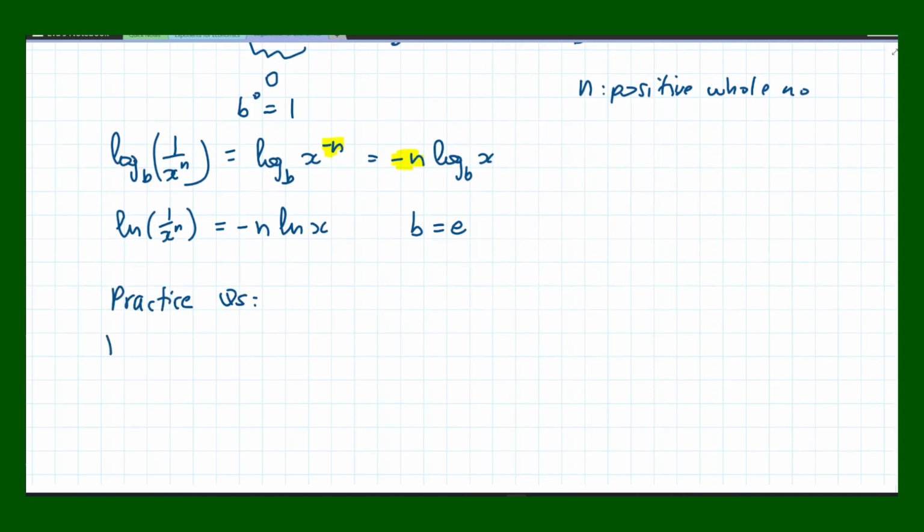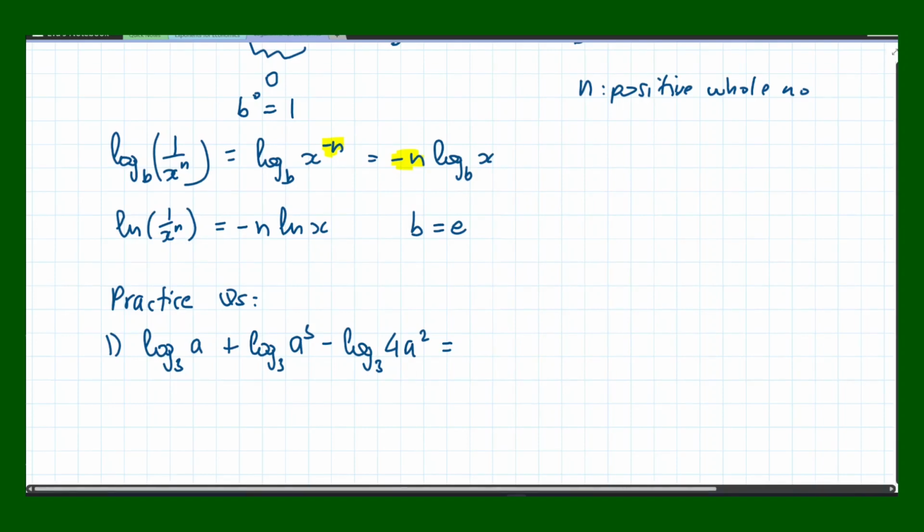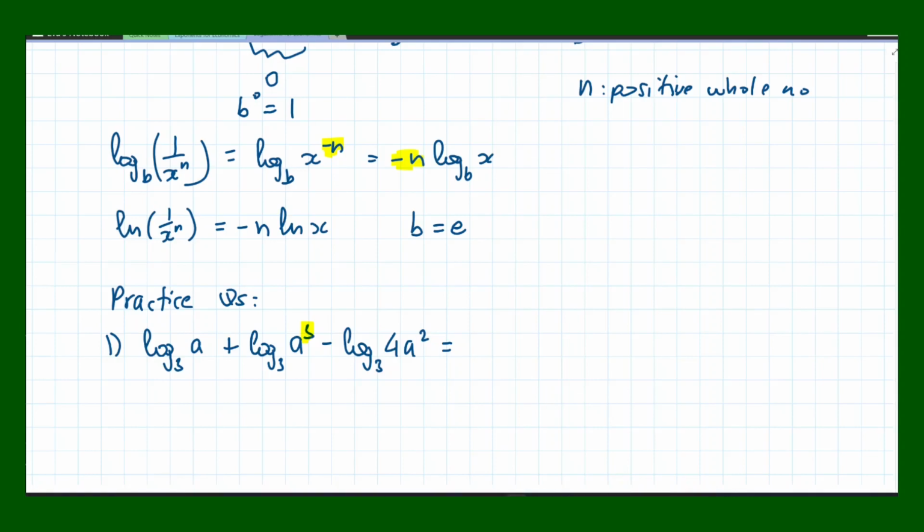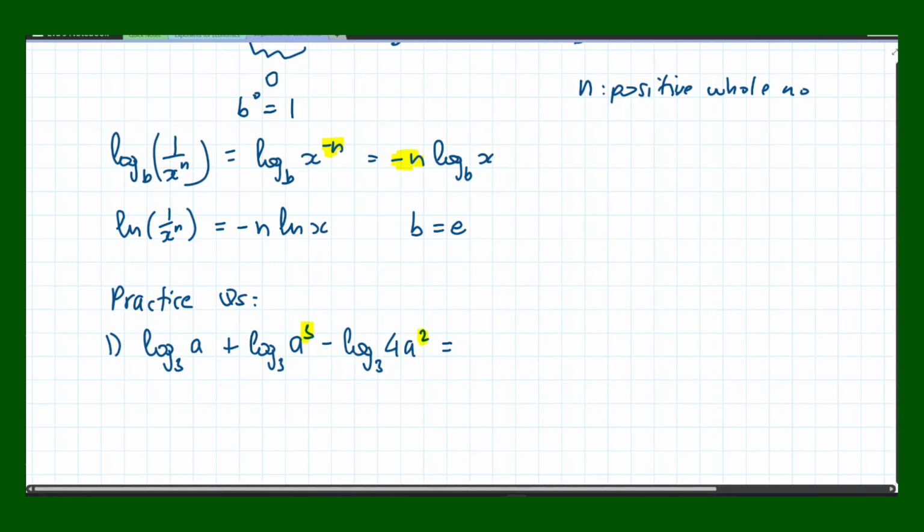Our first question will be log base 3 of a plus log base 3 of a cubed minus log base 3 of 4a squared. What can we do here? First of all, we notice that there is a 3 in the power here, so I can bring that power down in front of the log sign. I've also noticed that there is a power here, the 2. However, the a is multiplied by 4, so I cannot simply apply the rule. I have to break this multiplication into separate logs first. So let us do just that.